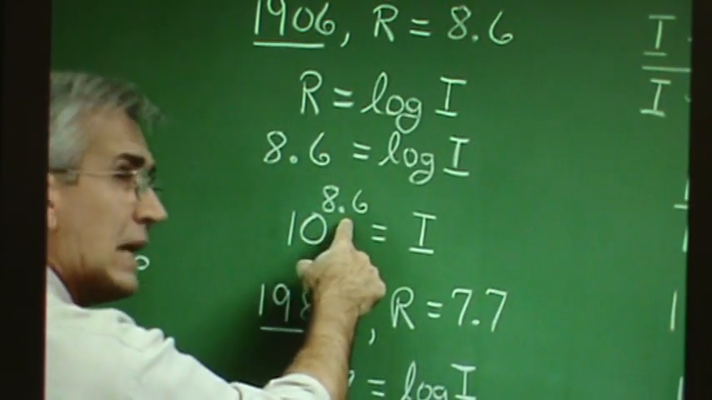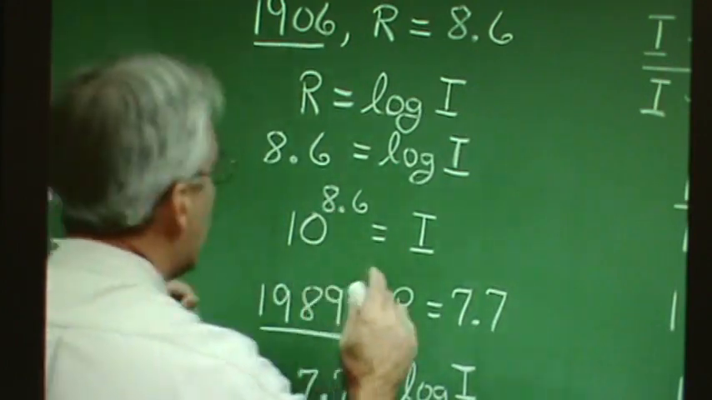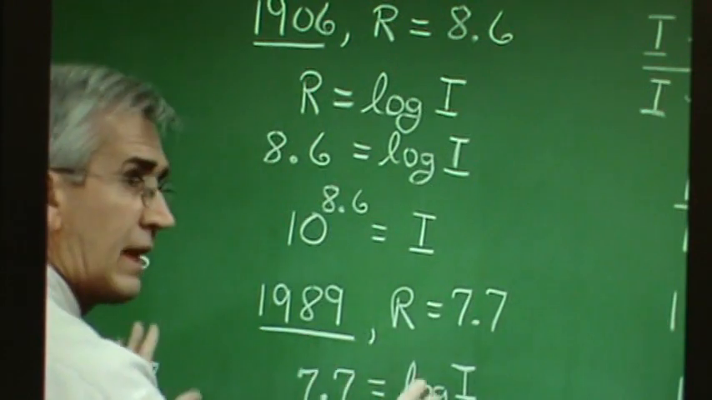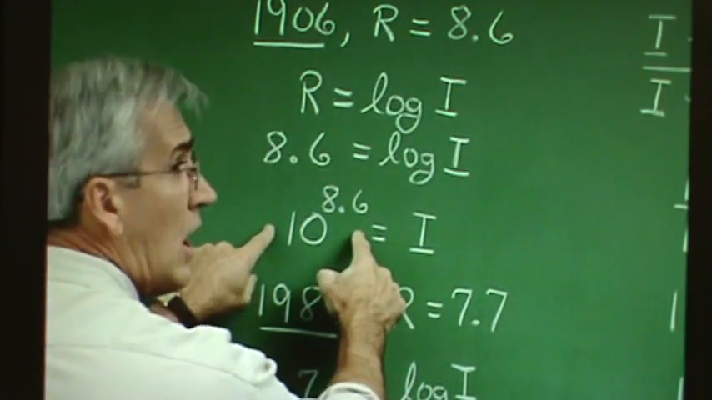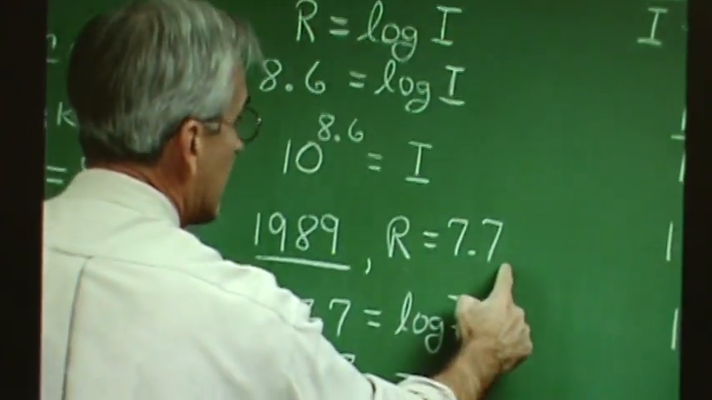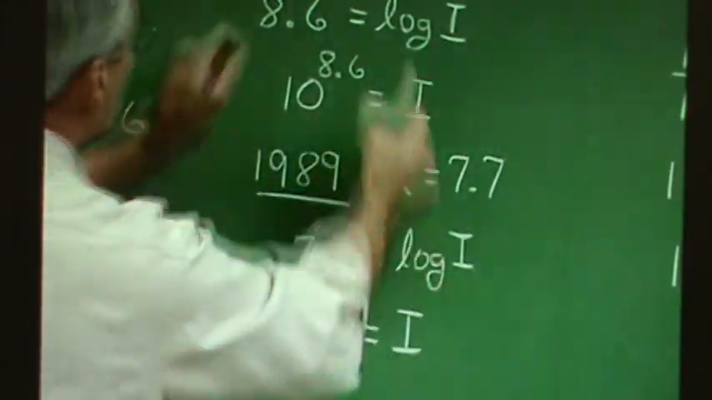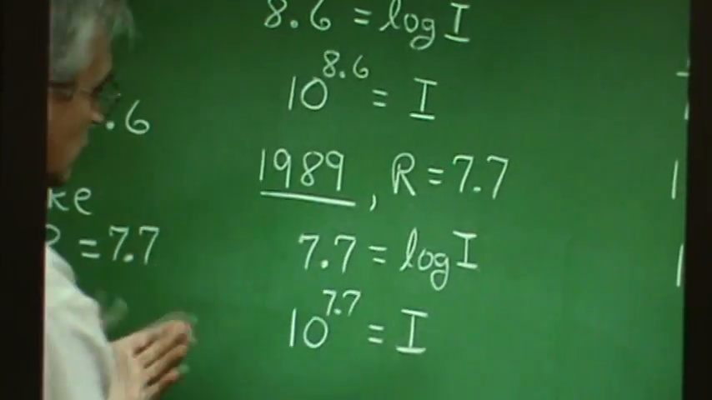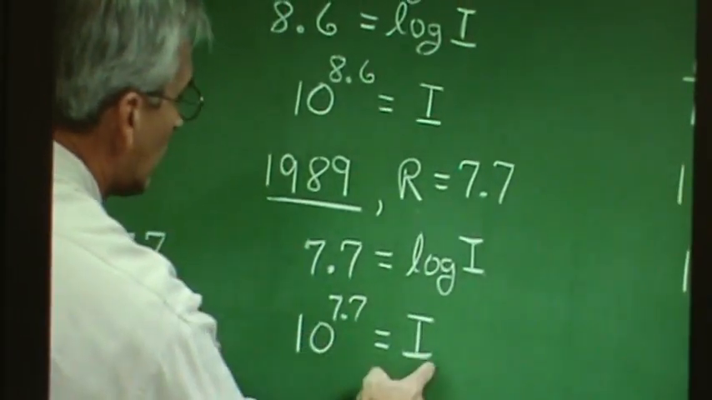A big number. All right, and we can put it on the calculator and see all of the digits and all that kind of thing, but I don't think it's necessary here. We know this to be a really large number. In 1989, an R of 7.7, same idea. We just replace R with 7.7, and now we go into the exponential form. 10 to the 7.7 equals I.